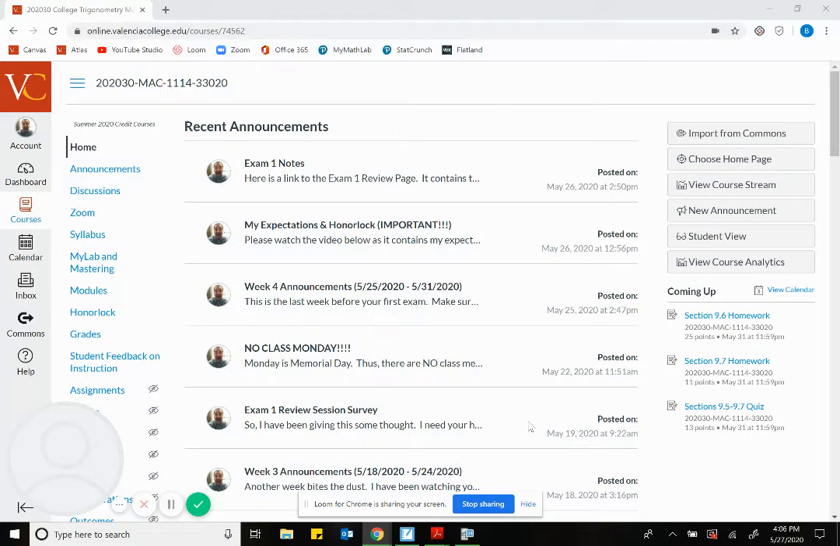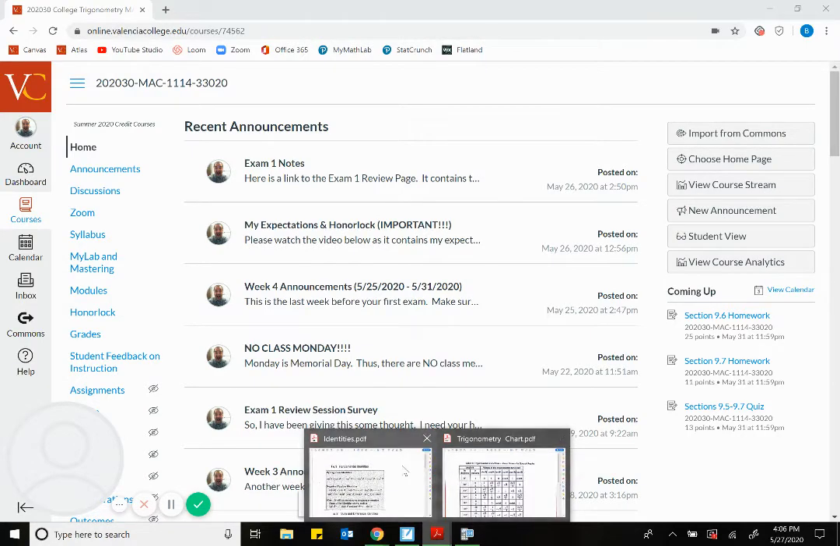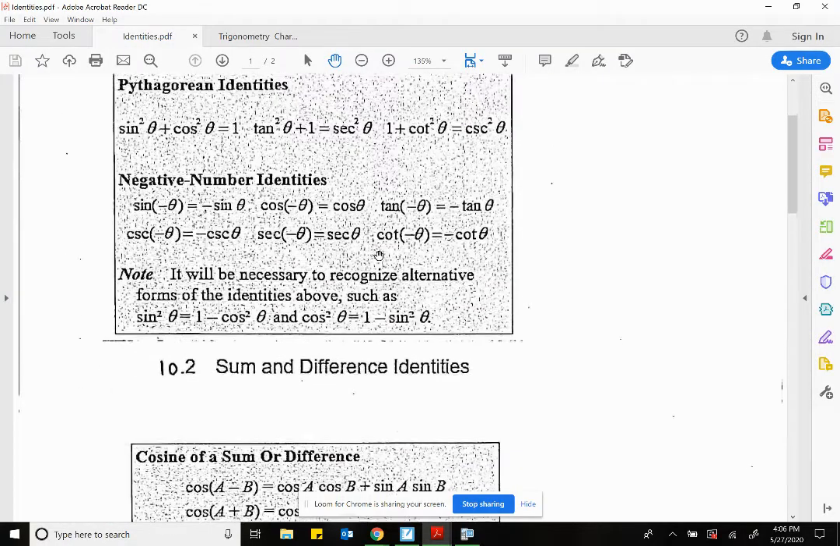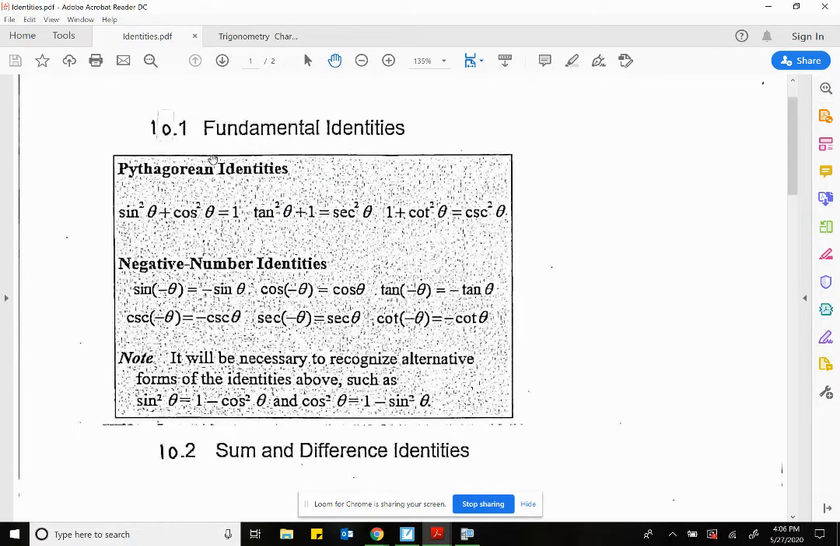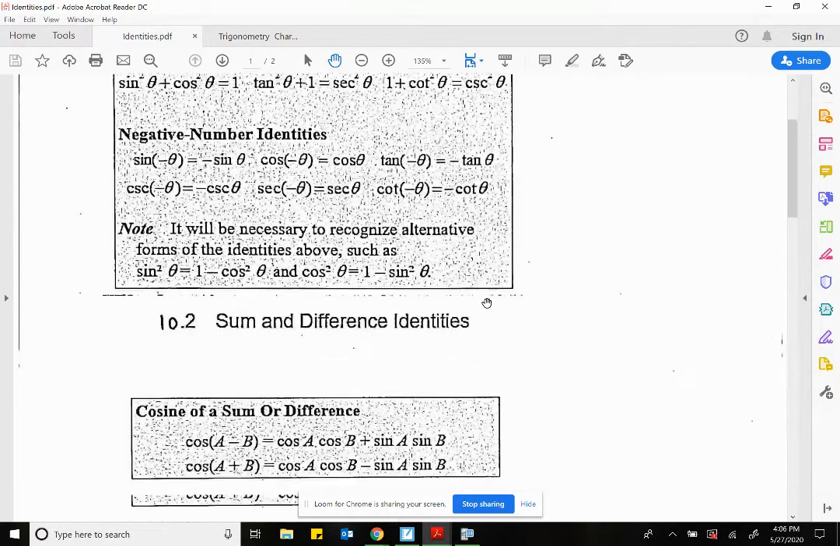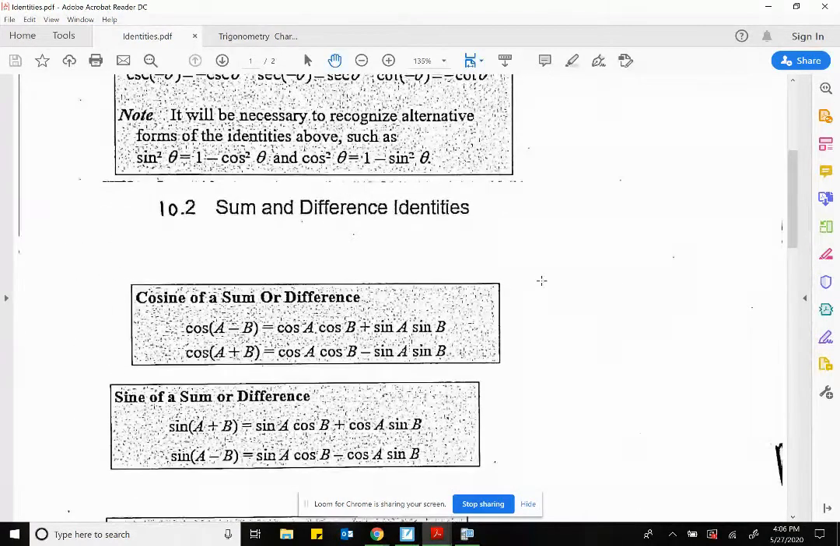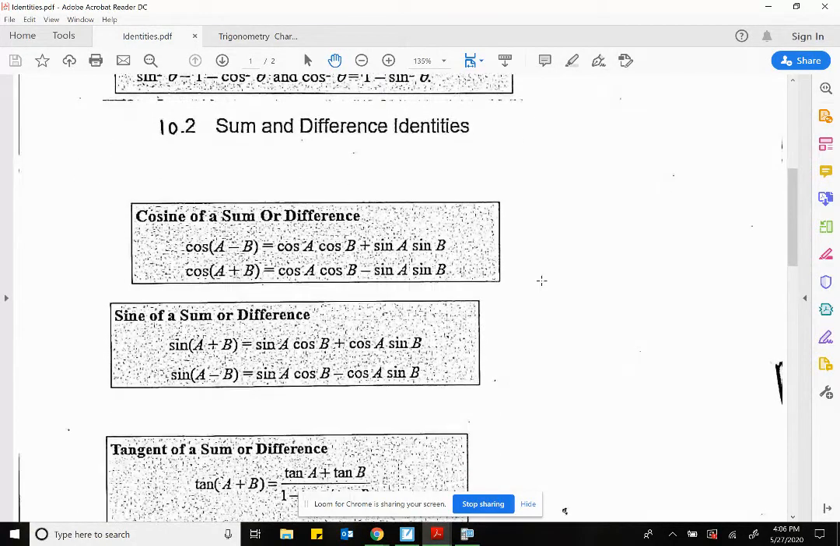Okay, let's continue on our mathematical journey in trig, and let's talk about section 10.2. So in 10.2, we've got some new properties. Don't forget, we still will continue with 10.1. We can use those properties. But in 10.2, we're going to talk about sum and difference identities.